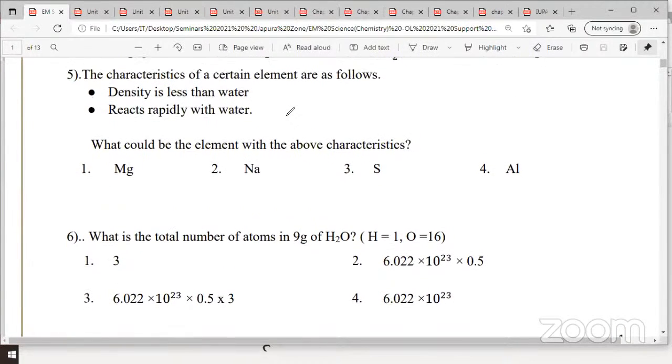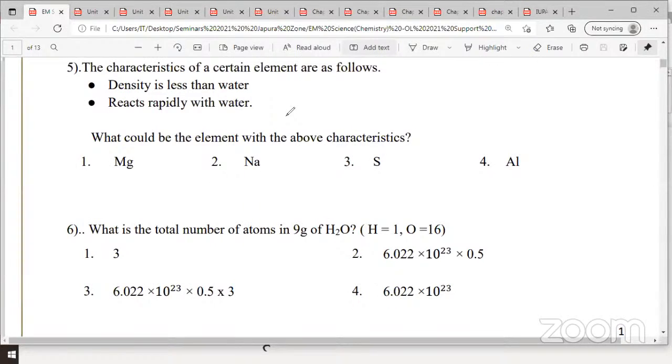The characteristics of a certain element are given. Density is less than water. Normally metals have higher density than water, so metals sink in water. But this one is less than water, that means it floats on water. If you want to write within the bracket, it floats on water and rapidly reacts with water. The answer will be.